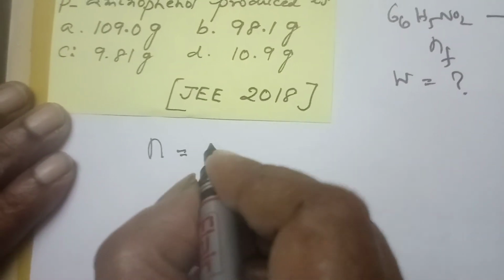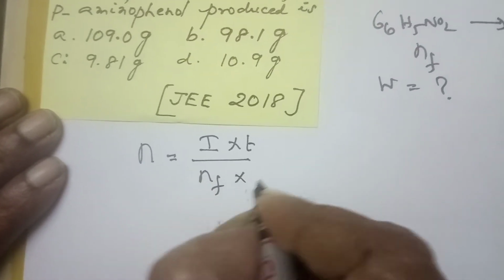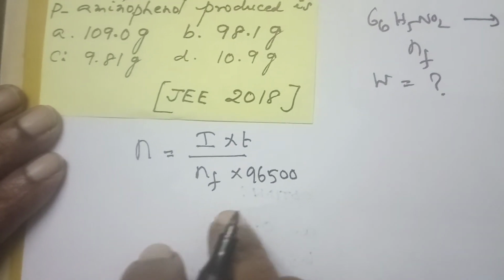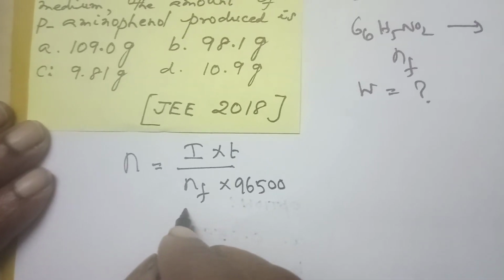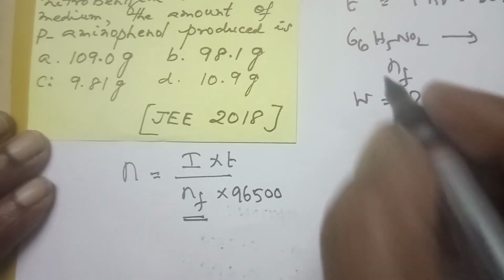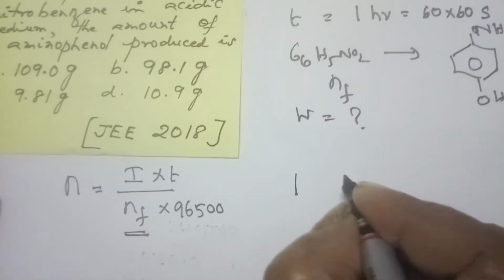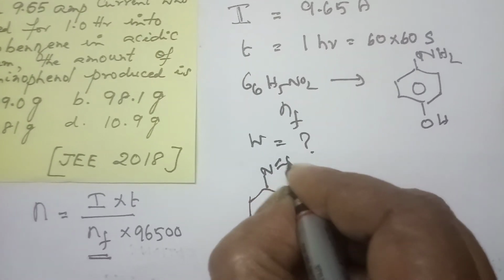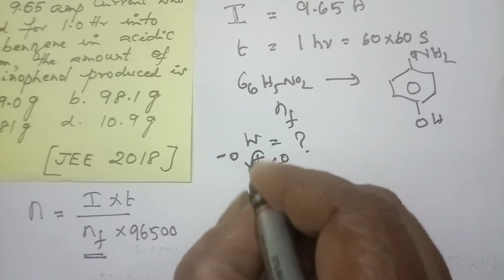Here the formula is n, that is number of moles, is equal to I into t divided by n factor into 96,500. The formula I already gave in yesterday's video. Let us see here in this question. First let us calculate the n factor. For the n factor calculation, you take your nitrobenzene first. The formula of your nitrobenzene is, this is it, O minus, nitrogen positive charge.